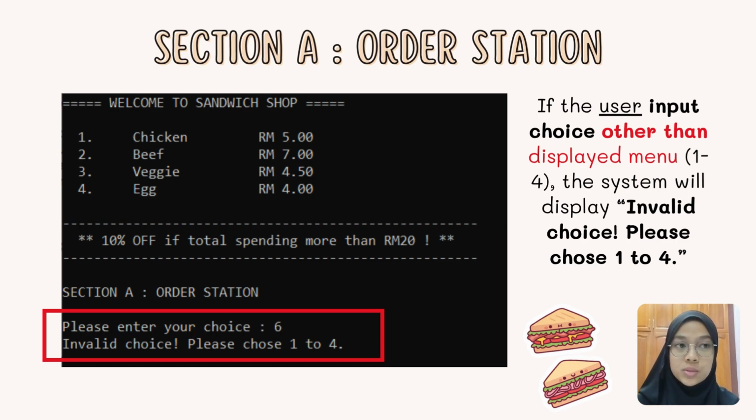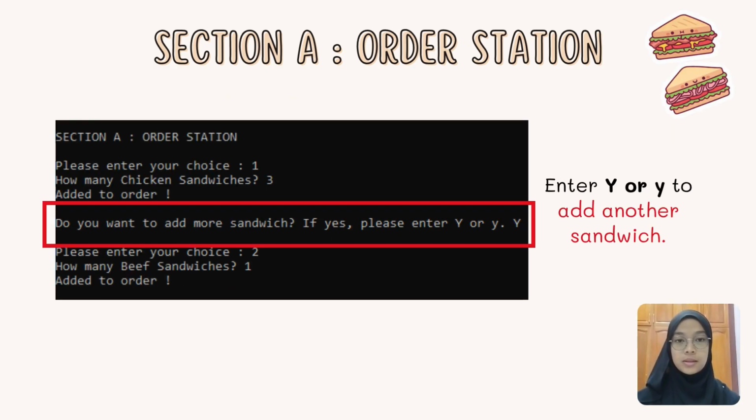But if the user inputs a choice other than the displayed menu, which is 1 until 4, the system will display invalid choice. For this case, the user input 6, which is not in the menu, so the system displays invalid choice. Please choose 1 to 4. Then after the user inputs their order, which in this case is chicken sandwiches for 3, the system asks, do you want to add more sandwiches? If yes, please enter capital letter Y or small letter y.